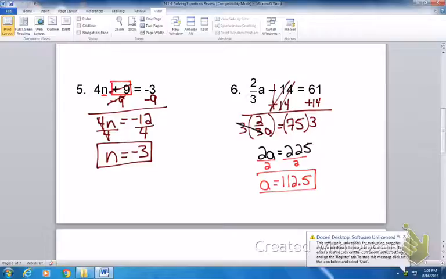So guys, take your time, follow your steps. Make sure and look for addition or subtraction first before you do anything else. Let's go ahead and go to the back. Let's finish this up.